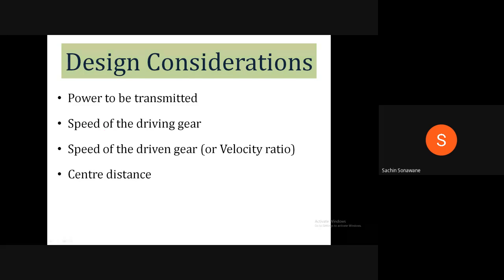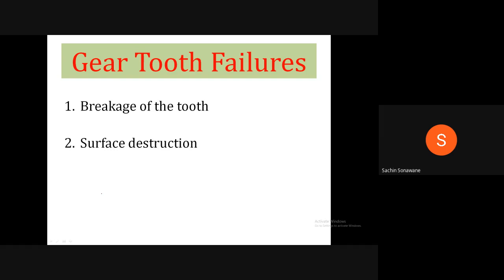Then next, speed of the driving gear and speed of the driven gear, that is how much velocity ratio or speed reduction ratio we want to achieve. And last is the center distance. Now we'll see gear tooth failures. After gear tooth failures, we will stop.